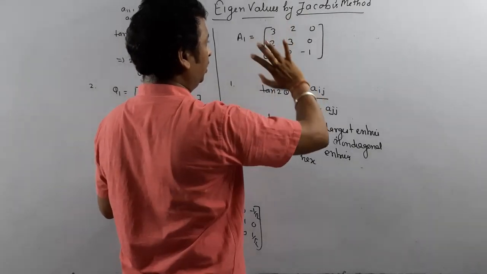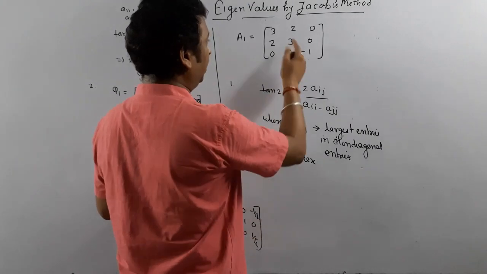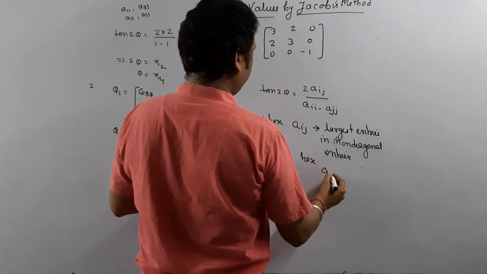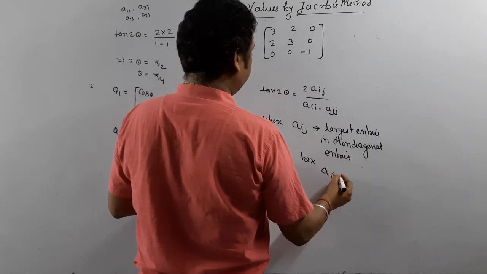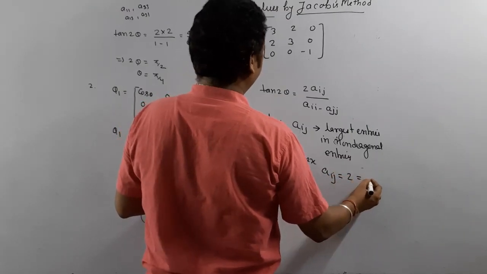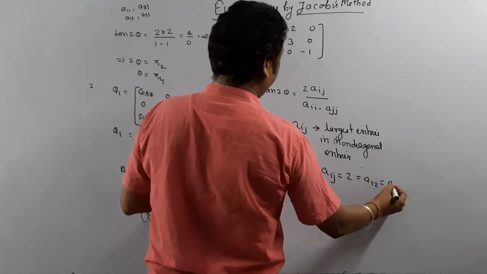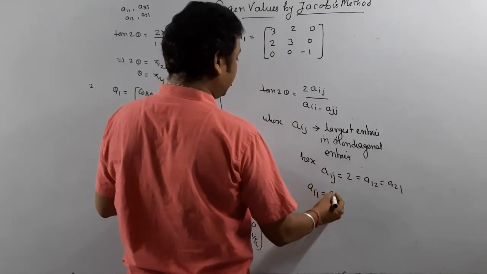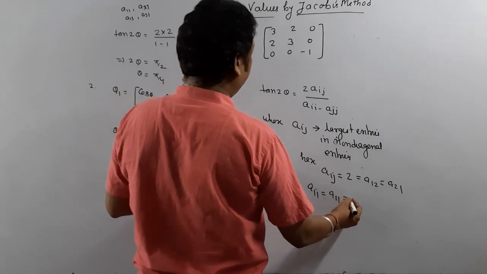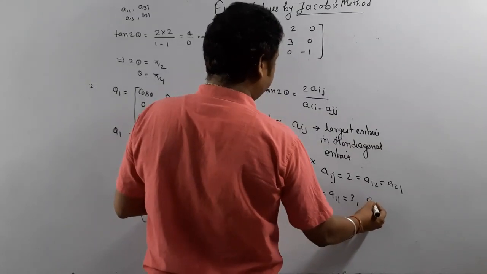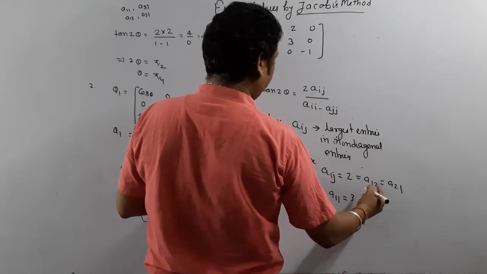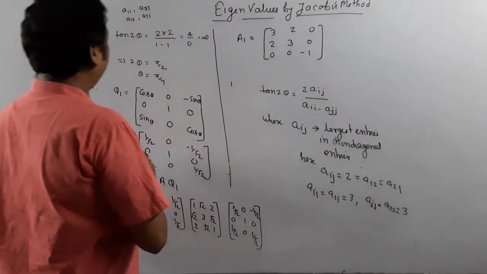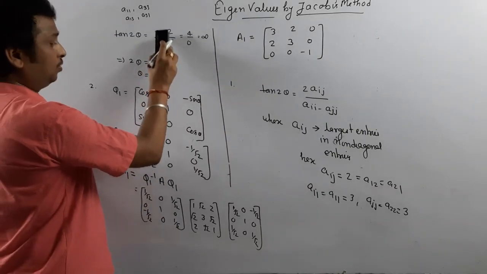Besides the diagonal, which entry is the largest? 2. So here Aij, here ij is 2, which is A12 or A21. Then what is Aii? That is A11. What is A11? 3. What is Ajj? Because we have taken 2, it is A22. A22 is also 3.